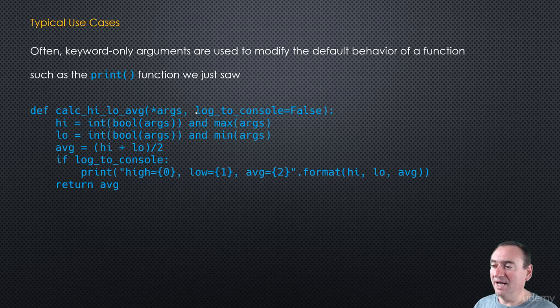And we have then a keyword-only argument that has a default, which is log_to_console. So this function will actually calculate that average and return it, but if we specify log_to_console to be true, then additionally it's going to print out to the console the information about the high, the low, and the average. So that's what I mean by using a keyword approach to modify the behavior of the function. By default, the function doesn't log anything to the console, but we set the flag to true, and now all of a sudden it will start logging things to the console for us. So again, that's another typical way of using keyword-only arguments.